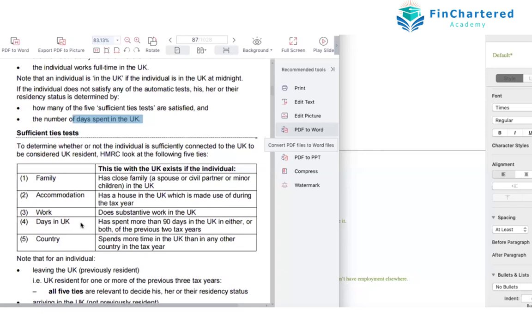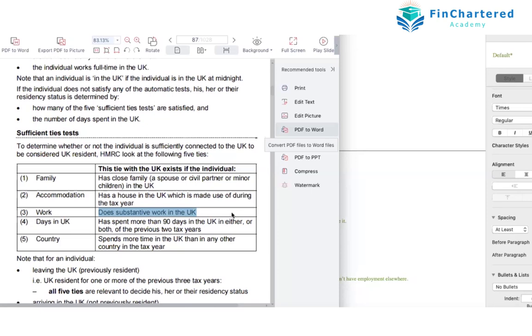Right? Work, now this answers your question. Does this person do a decent, reasonable amount of work in the UK? May not have a full-time job, but is doing reasonable amount of work in the UK. Now that work could be any work, but they are spending a decent amount of time doing something productive in the UK. That would mean that they have a connection, close connection.